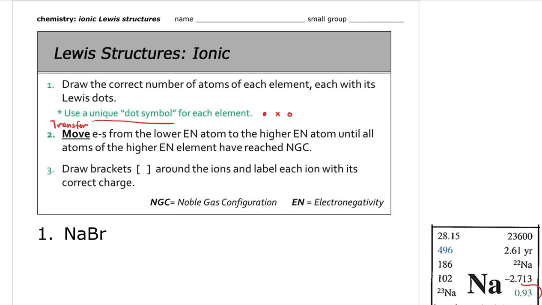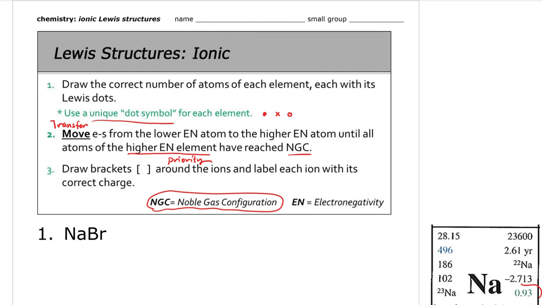And we do that until we've reached NGC. And you see down here that that means noble gas configuration. The higher electronegative element kind of gets priority. If I'm the boss of the two, it's because I have a stronger electronegativity, and I better have a noble gas configuration when we're done.